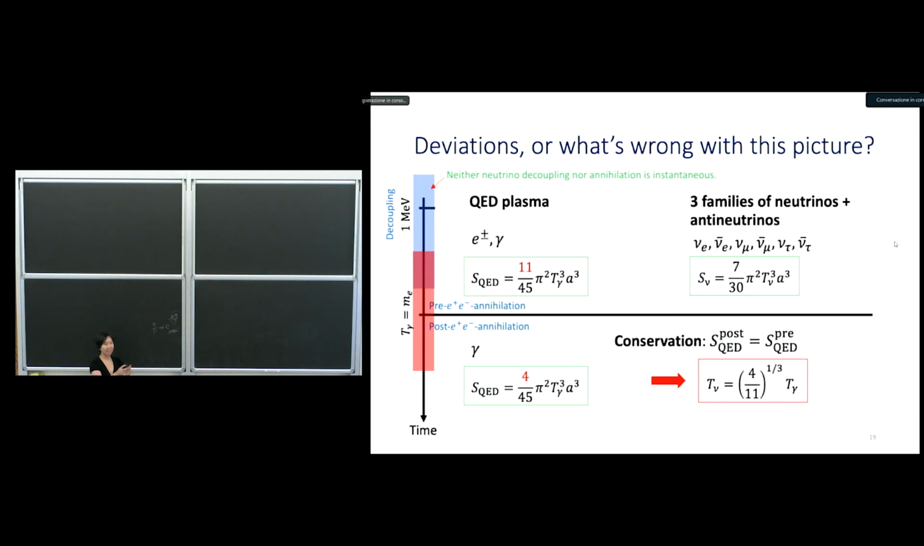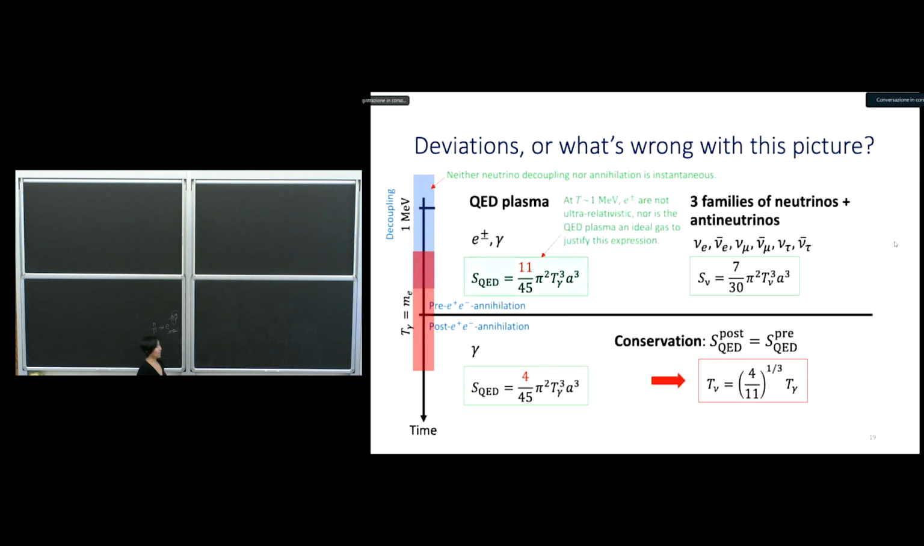Both of these events are kind of spread out over time, such that they overlap. In other words, what it means is that when E plus E minus annihilation happens, some of that energy that's dumped into photons will in fact be shared with the neutrino sector. That was not the assumption before, but in reality, some of that energy density will be passed on to the neutrino sector. Okay, so that's the first thing.